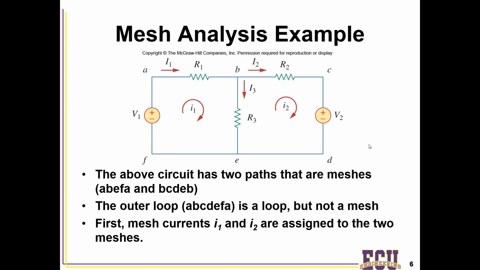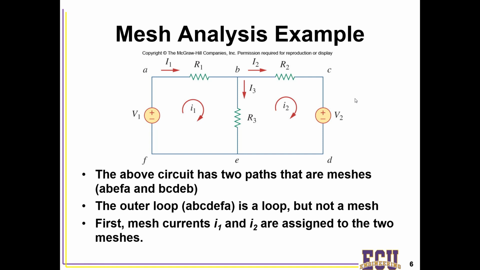Let's look at an example here. We have two different meshes. We have the mesh on the left, which goes A, B, E, F, and then back to A. And then we have the mesh on the right, B, C, D, E, and back to B. The outside loop A, B, C, D, E, F, A is a loop but is not a mesh because it contains the left and right meshes that you see there. Our first step is assigning mesh currents to each of those meshes. You can see we've assigned a mesh current I1 to the left mesh and a mesh current I2 to the right mesh.